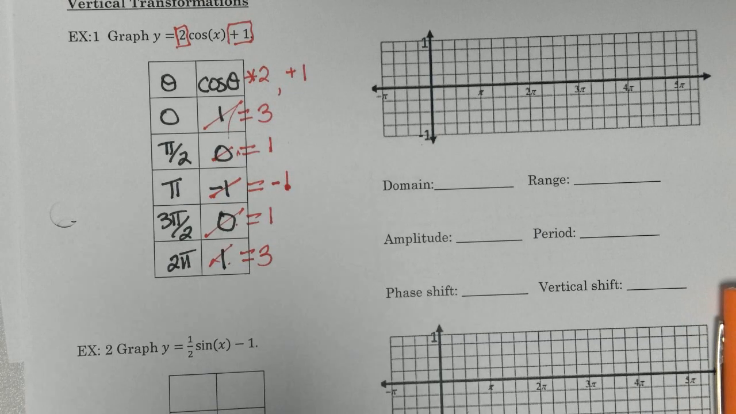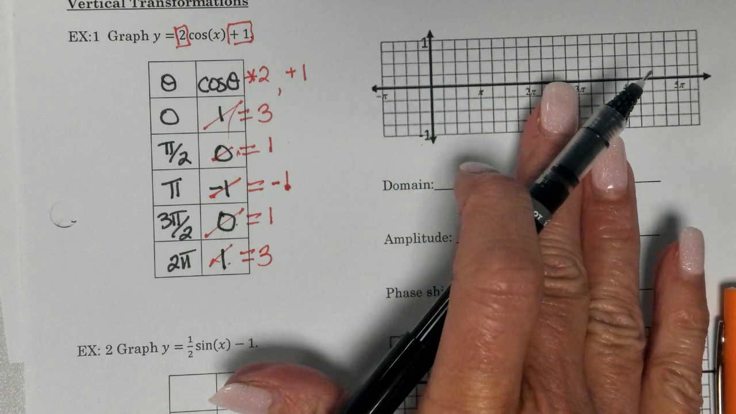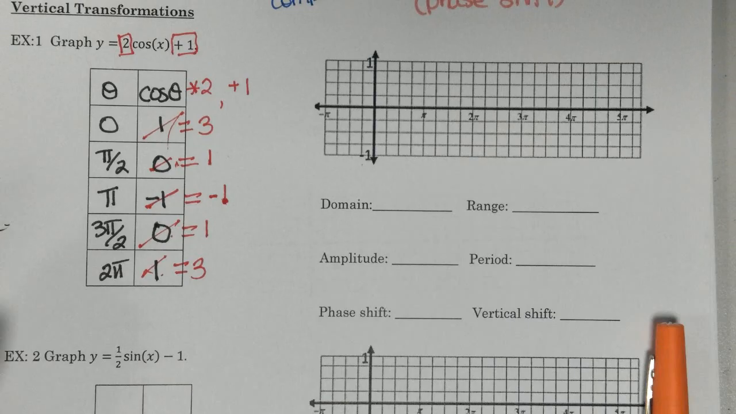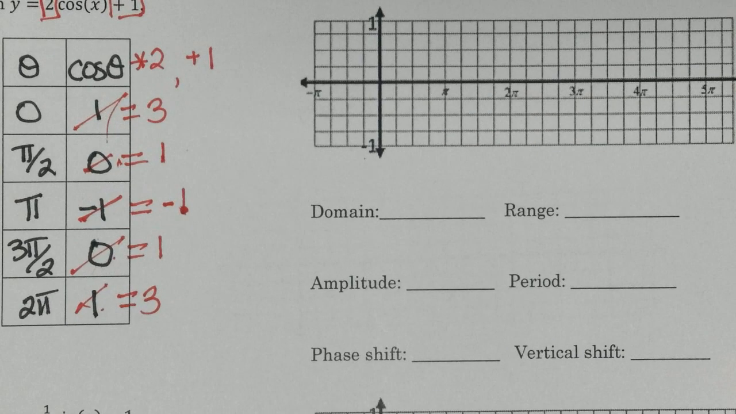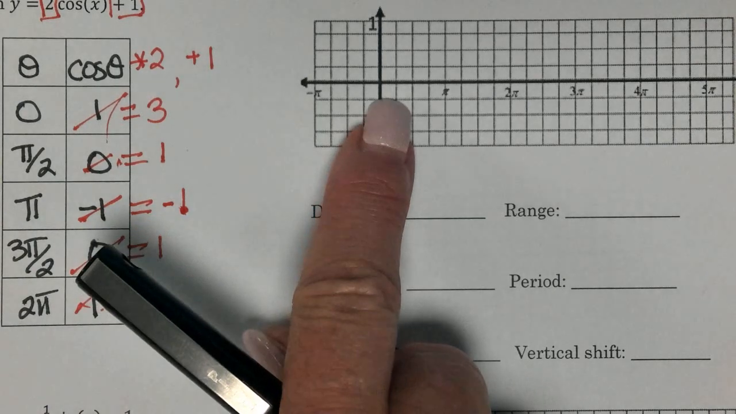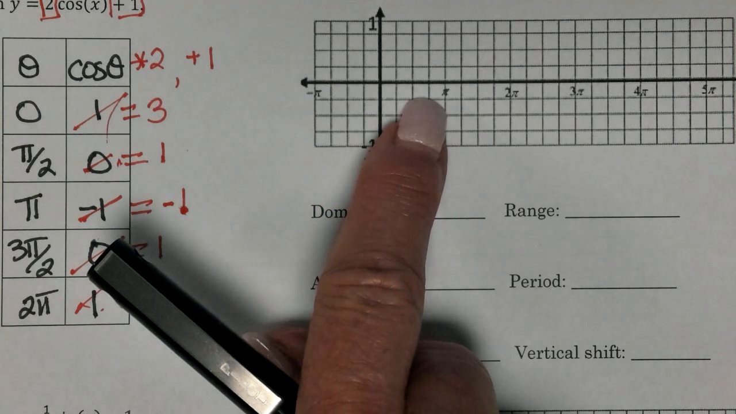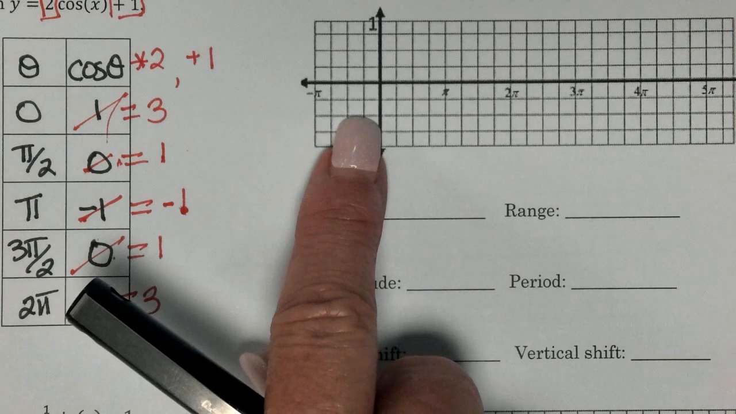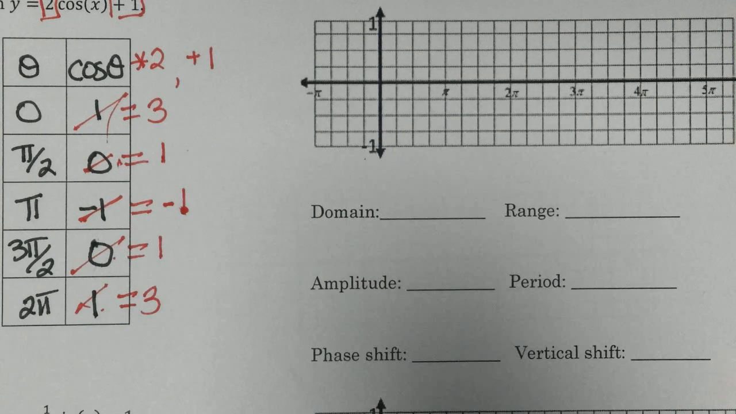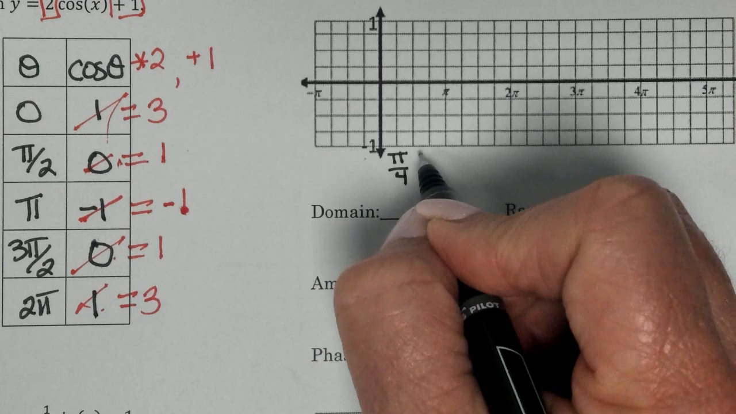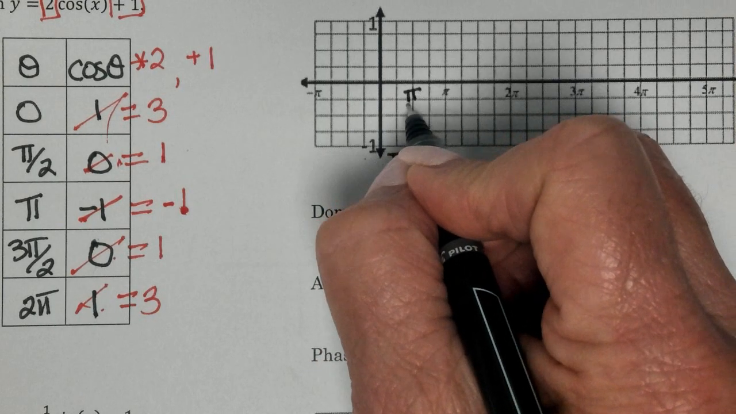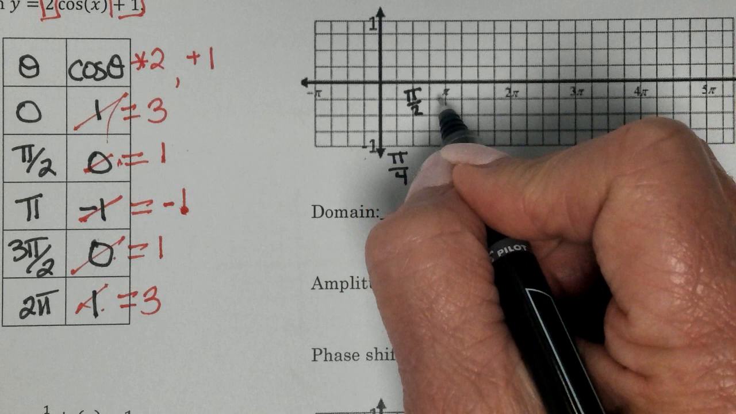Okay, now we're going to plot these points on the graph, but here's the thing. You got to make sure you understand how this graph is scaled. Notice they're only showing whole pies on there. So what is each one of these little increments? Okay. Fourths. They are fourths. So this is pi over 4. Then you've got pi over 2. 3 pi over 4, pi.